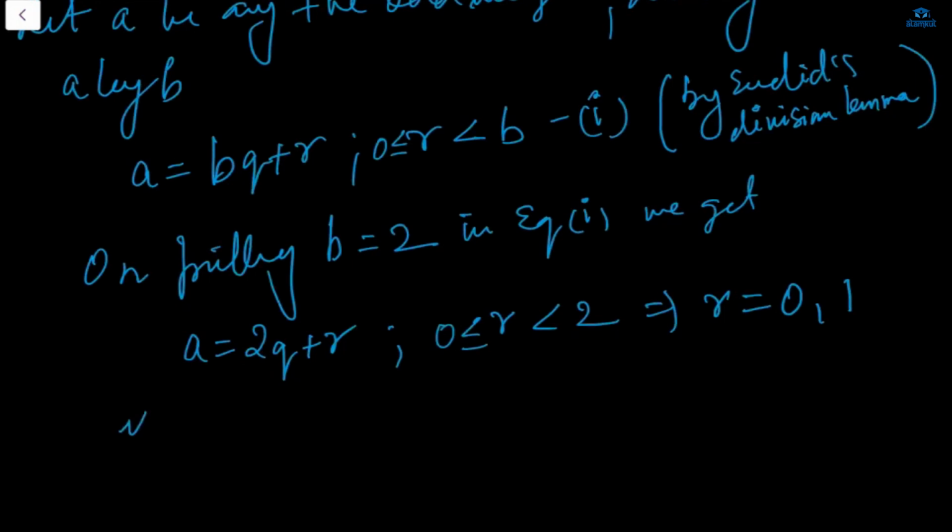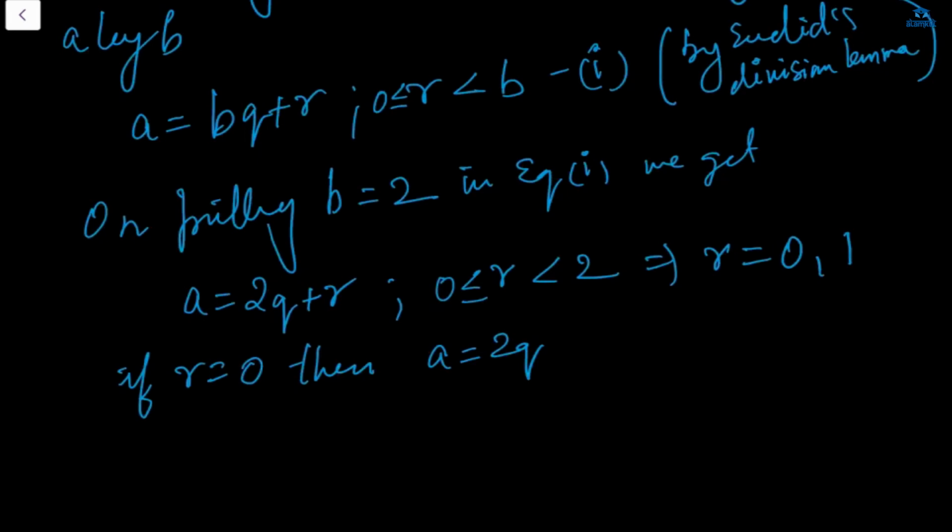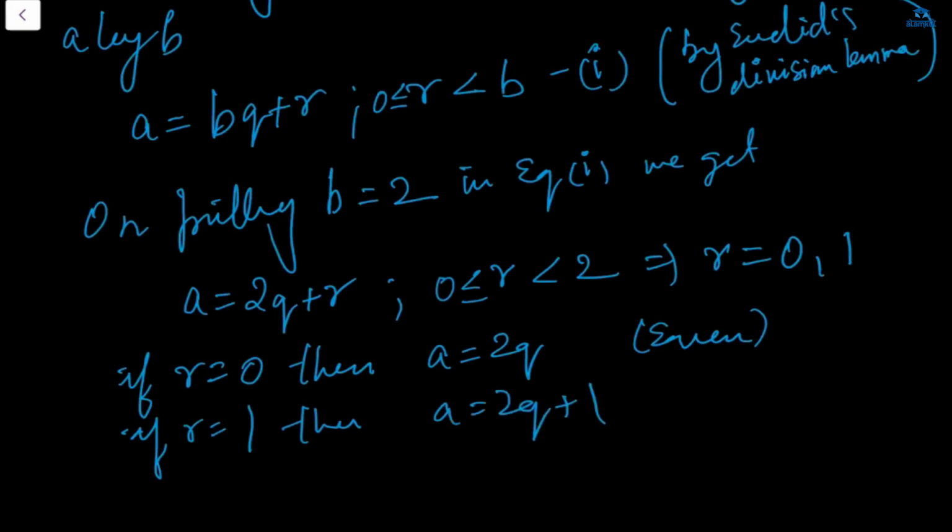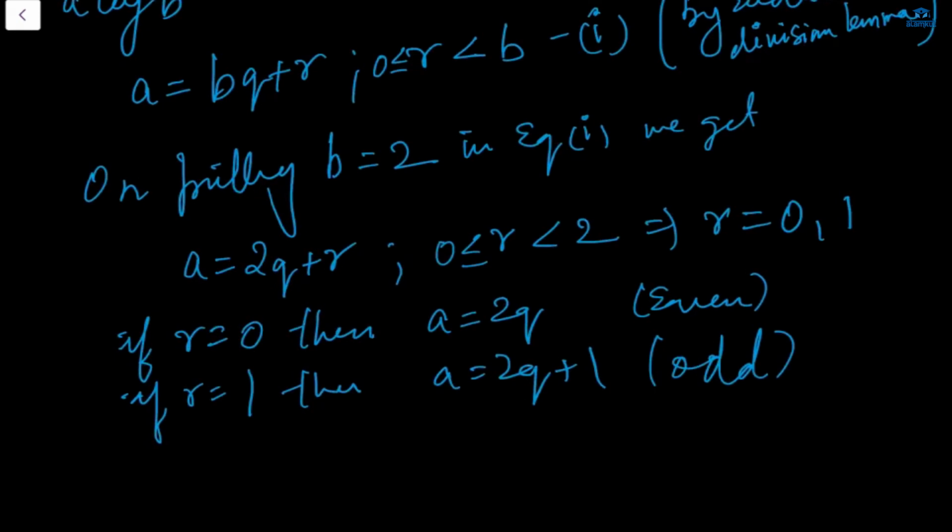If R is equal to 0, then what will be there? That A is equal to 2q, which is divisible by 2. Yes, ma'am. Since it is divisible by 2, it will be even. And if R is equal to 1, then what you will get? A is equal to 2q plus 1. So 2q plus 1, this will be an odd number because it will not be divisible by 2. 2q plus 1 is odd.